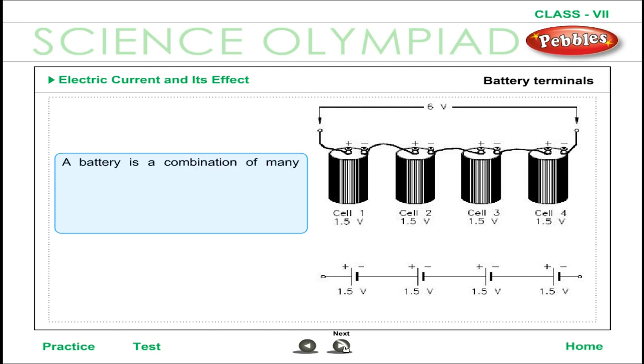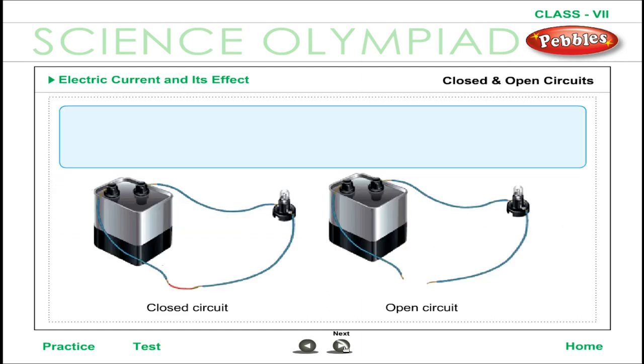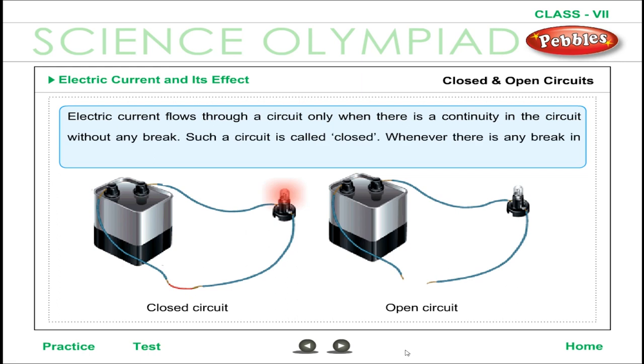A battery is a combination of many cells with the positive terminal of one cell connected to the negative terminal of the next cell. Electric current flows through a circuit only when there is a continuity in the circuit without any break. Such a circuit is called closed. Whenever there is any break in the circuit, current stops flowing. This kind of circuit is called an open circuit.